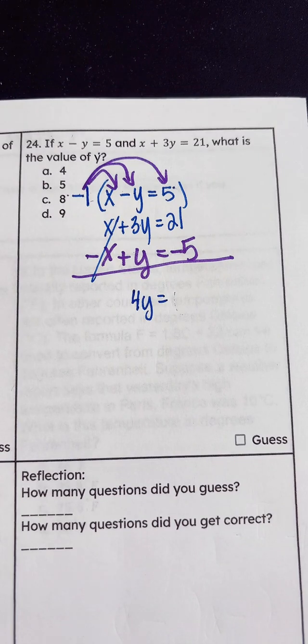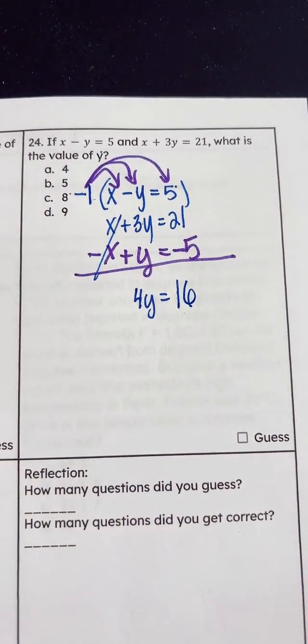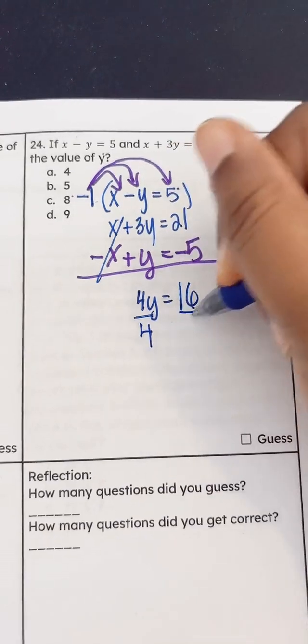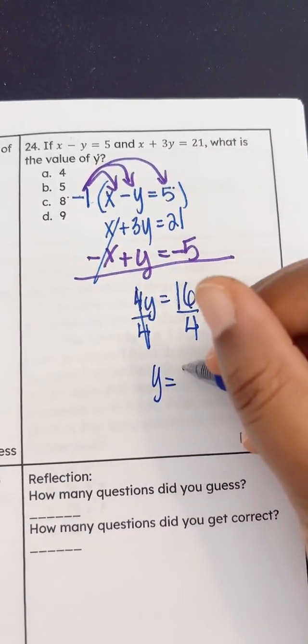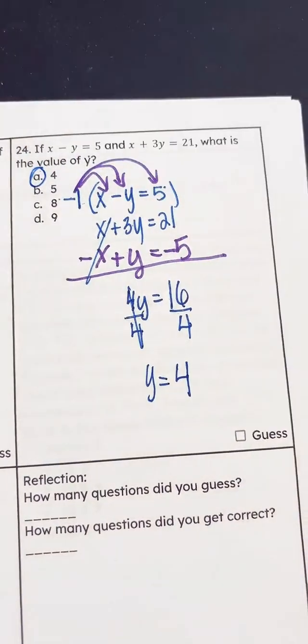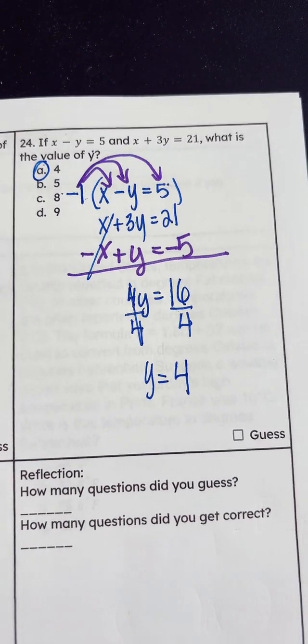No, you good, Mike. You good. 18. Good, Jacinda. 16. I'm seeing a whole bunch more 16s. So we're going to say 16. Last step, divide by 4. And y equals 16 divided by 4 is 4. And yes, it is A. Our answer is A for this one. So wonderful. Good, Sharon.